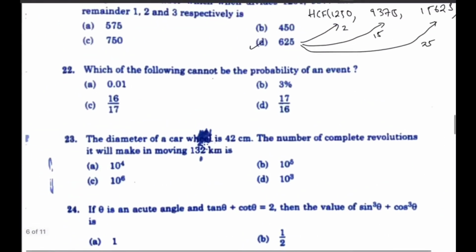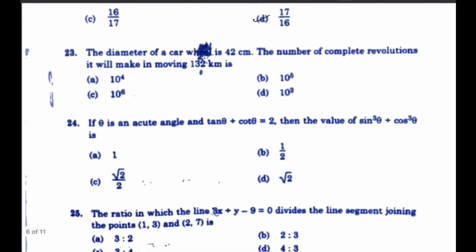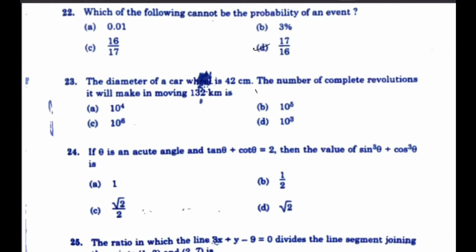Yeah, the probability cannot be greater than 1. Okay, diameter of a car wheel is 42 centimeters. So 132 kilometers is, if you notice, 132 into 10 to the power 5 centimeters. This 10 to the power 5 we are going to use later. Okay, so if the number of revolutions is k, then k times 2 into 22 by 7 into 21, we want it to be 132. We are just going to bring in the 10 to the power 5 later. So as expected, this is 6, so 22 times 6 is 132, k equals 1. So it's basically just 10 to the power 5.